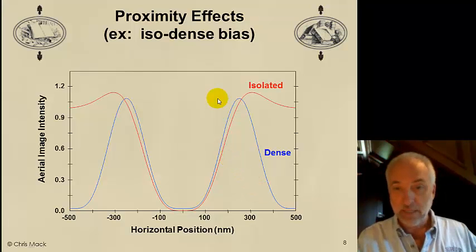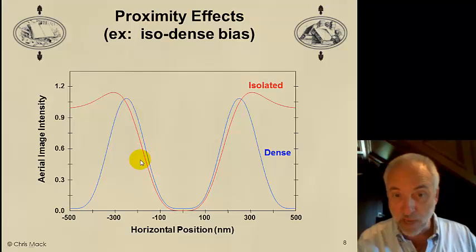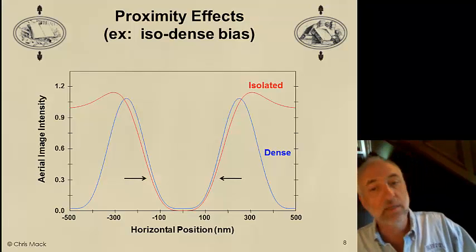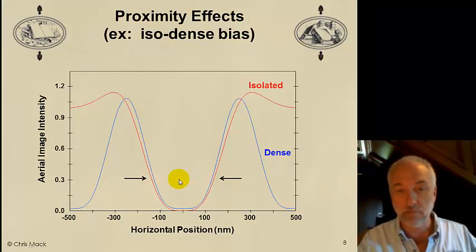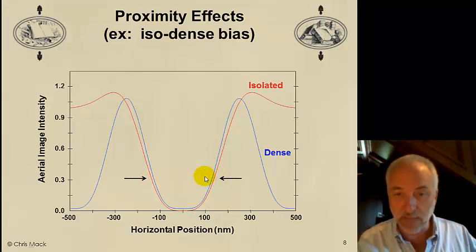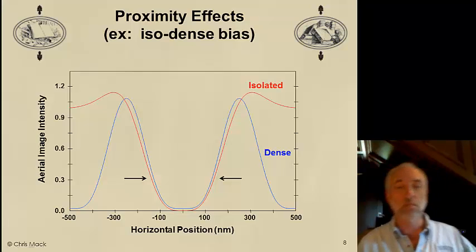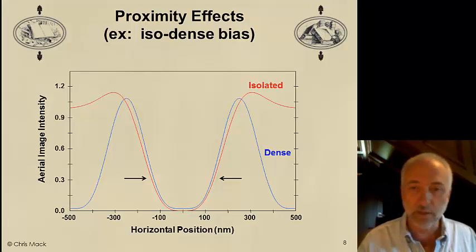What I find is that the lines, nominally on the mask, are the same width, but when we look at the images, you see that the isolated line is wider. If I think about the width as how wide this dark region is at some intensity threshold value, I see that the red isolated line is wider than the blue dense line, and when I print this in photoresist, that's how it's going to print. The isolated line will be wider than the dense line.